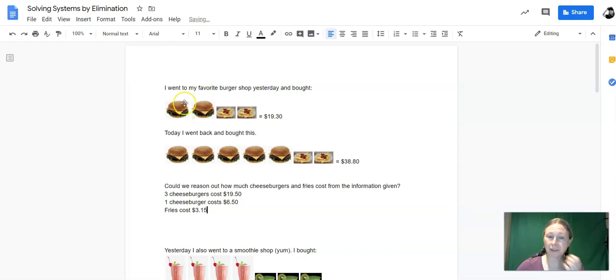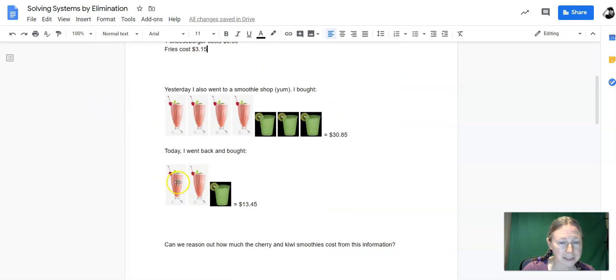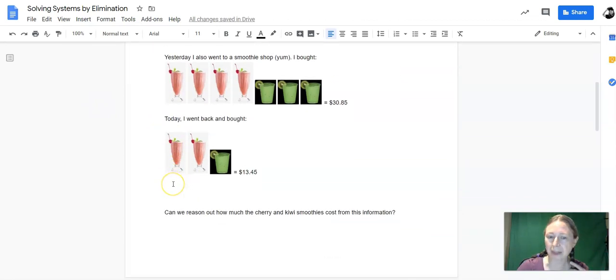So I solved that by basically subtracting the 2 equations, and by subtracting the 2 equations and knowing that the difference was just 3 cheeseburgers, I could therefore eliminate the fries from that difference. So let's take a look at the next situation here, kind of keeping that in mind.